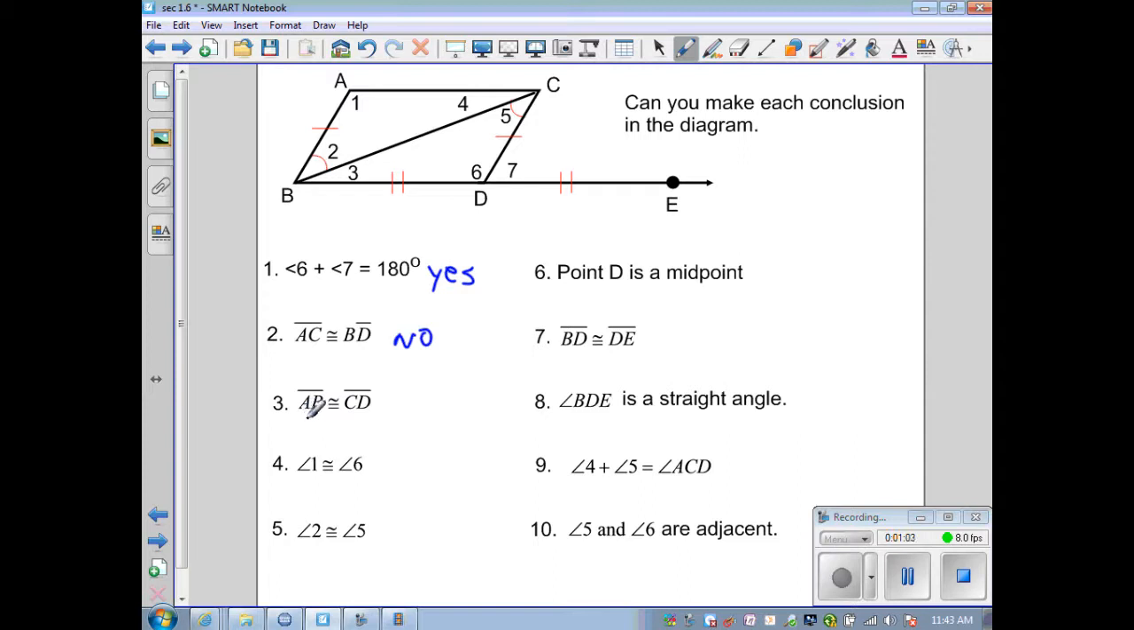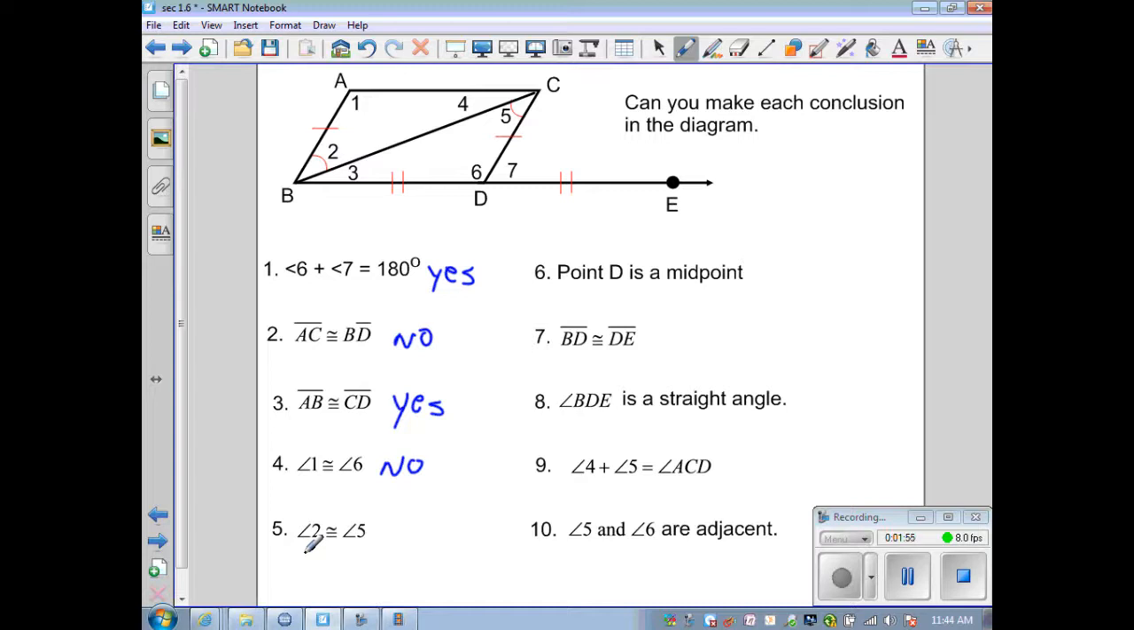Number 3, segment AB is congruent to segment CD. Notice we have a single tick mark on each segment to represent that they are congruent. Therefore, we can say yes to number 3. Number 4, angle 1 is congruent to angle 6. In the diagram, these are non-adjacent angles, they are not vertical, and we know nothing else about angle 1 and 6. Therefore, we cannot make this conclusion.